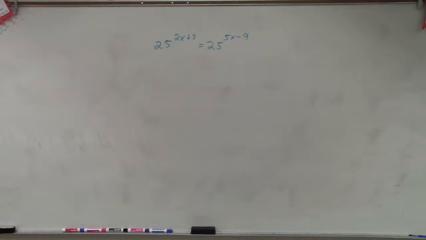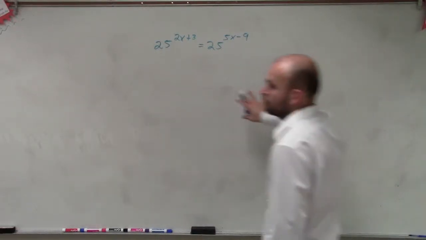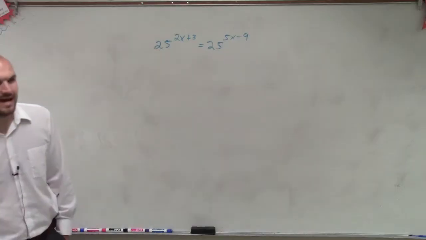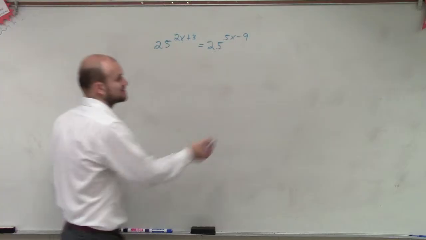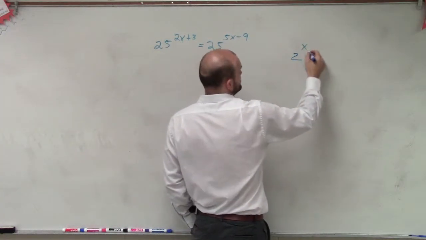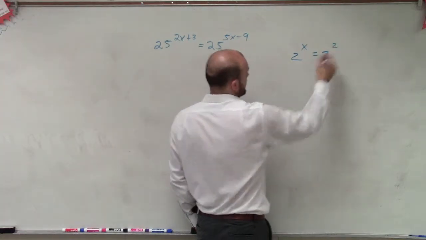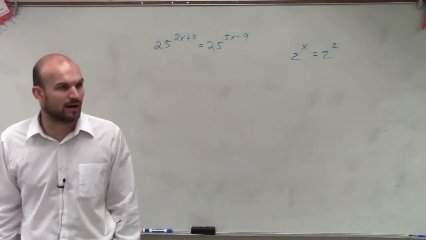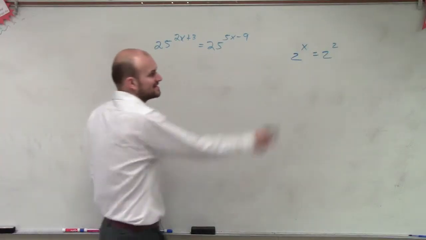OK. Let's go over this problem real quick. And just to explain this problem again, ladies and gentlemen, when we have the properties of equality, the main important thing that we want to look at is that if I have 2 to the x equals 2 squared, we know that x has to equal what? What does x have to equal?